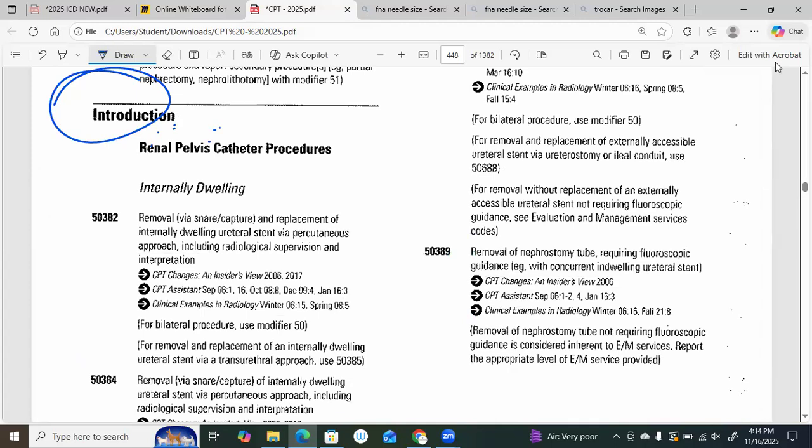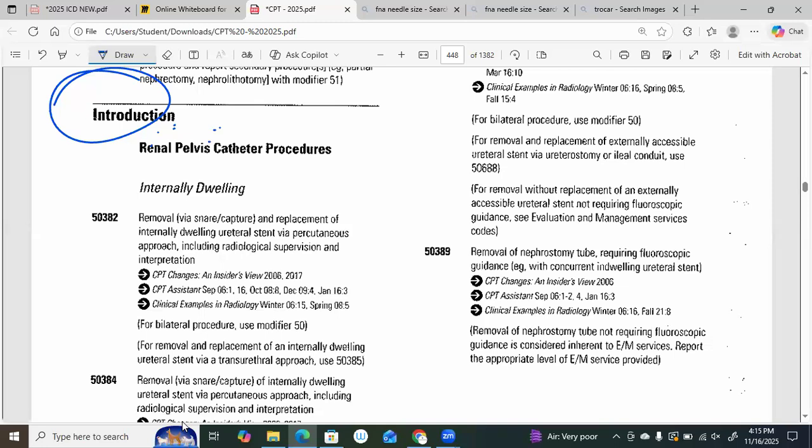Okay. The next section we have is introduction. Introduction codes describe aspiration, that means aspirating any fluid. Injecting means inserting something into the patient's body, and the installation also. We do have the codes in this section for the removal and the replacement of the ureteral stents. And we have two types of stents: internally dwelling stents and externally accessible transnephritic stents.